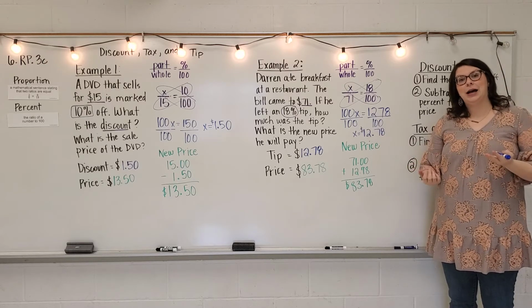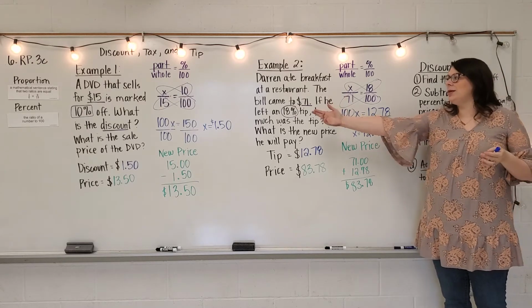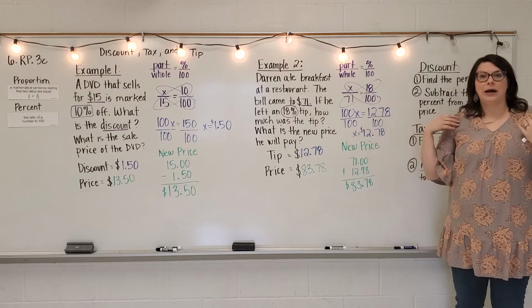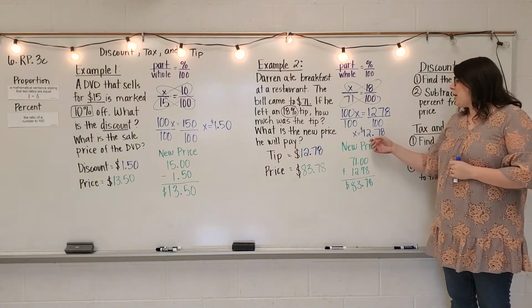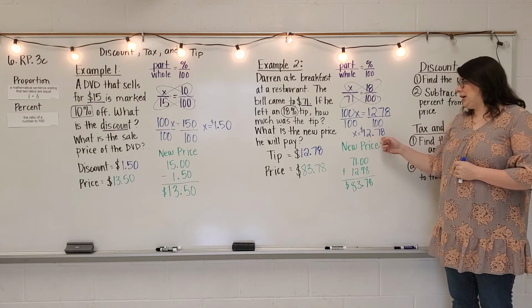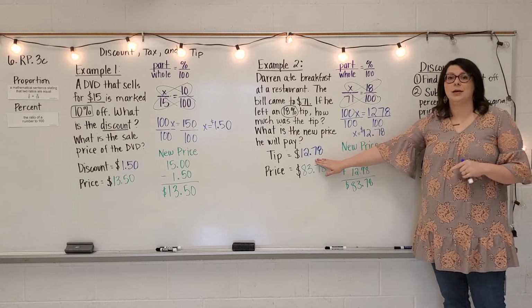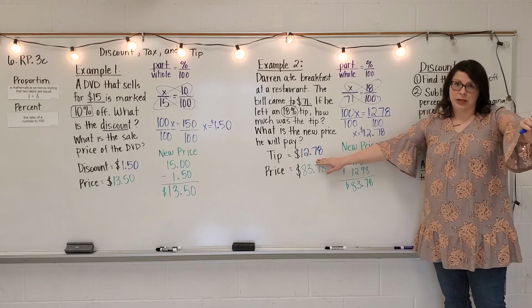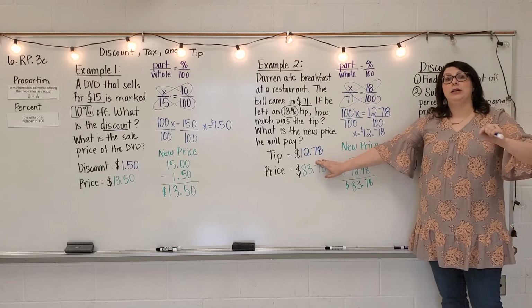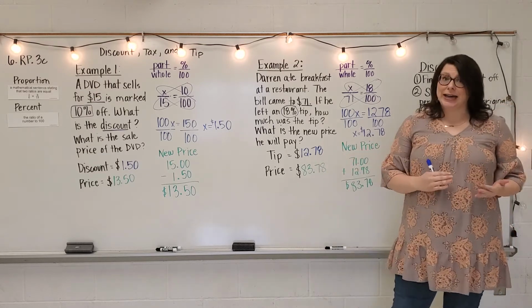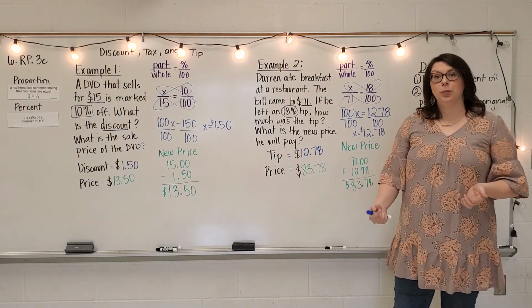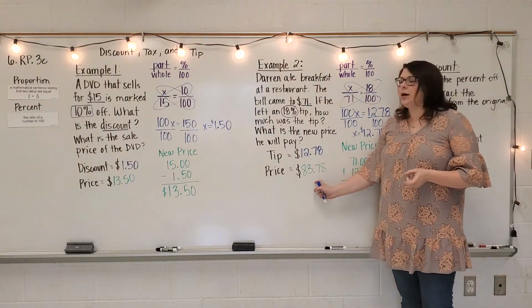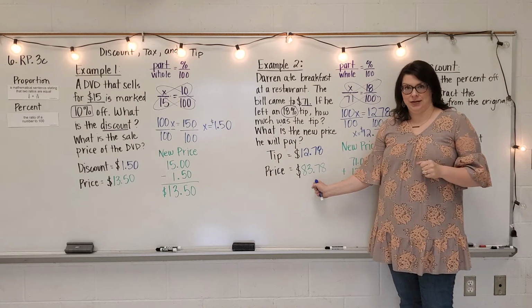Now I'm going to use the inverse operation, or the opposite operation, to solve for x, and so I'm going to divide by 100, and again that same rule applies. When we divide by a power of 10, we move that decimal to the left, and now we're going to get $12.78. This is the amount of the tip only. Now, in order to get my new price, I'm going to add my tip to the original price. So my new price will now be $83.78.